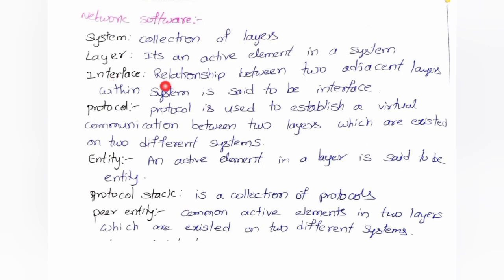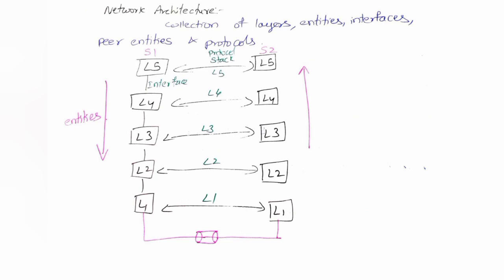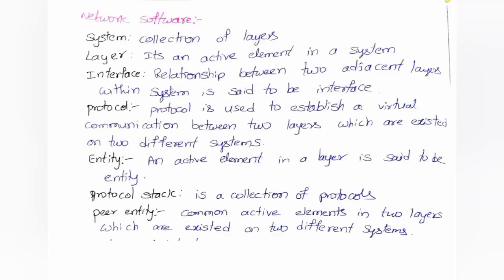The next one is the interface. The relationship between two adjacent layers within the system is called the interface. So in system 1, the communication between L5 and L4 is done through the interface. Similarly, the communication between L4 and L3 is done through the interface. So the interface gives a relationship between the adjacent layers within the system.